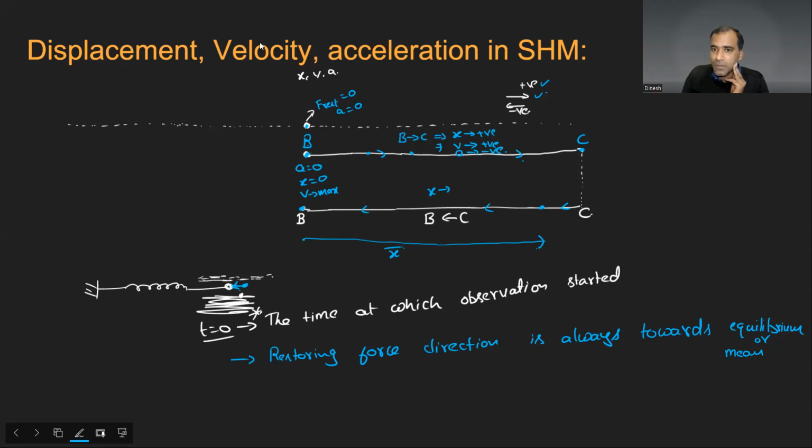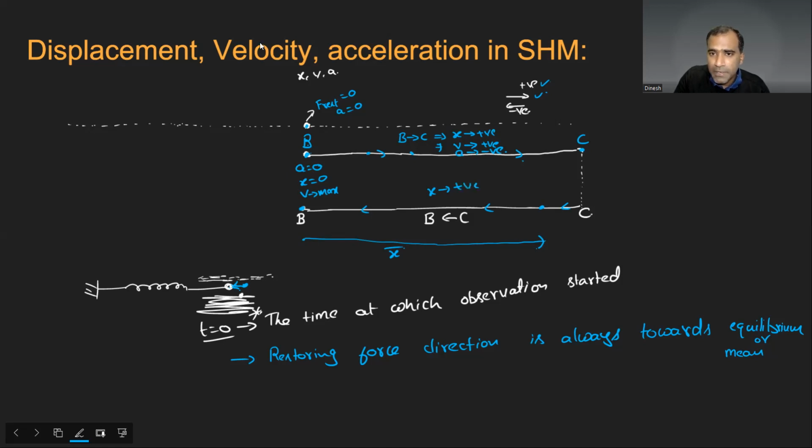Positive, sir. Only at this point, or at every point from C to B? Every point, sir, whether you go from B to C or C to B, because the points you're talking about are on the right side of the mean position. Any point you take on the right side of B, the arrow points towards the right, and the right side is positive. So displacement is always positive on the right side of the equilibrium. I hope you're following. Any point on the right side of equilibrium, whether going from B to C or C to B, the displacement is always positive.